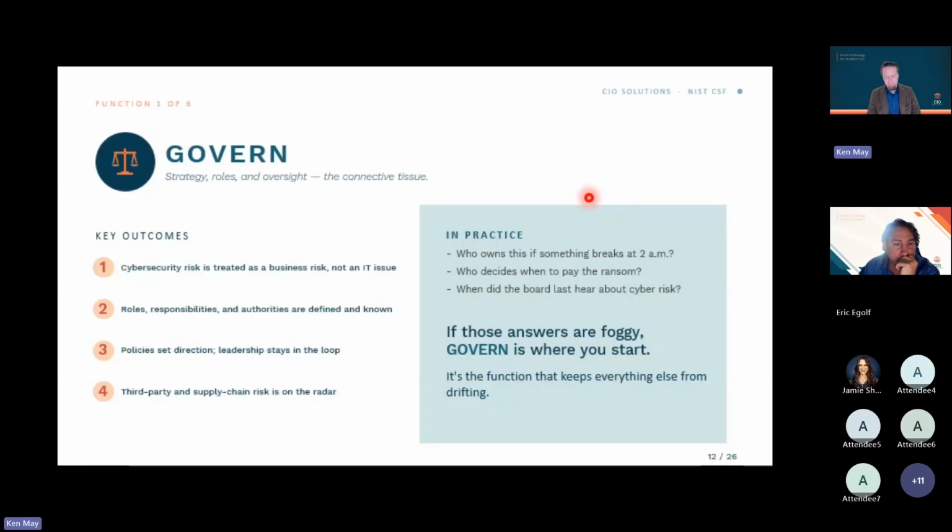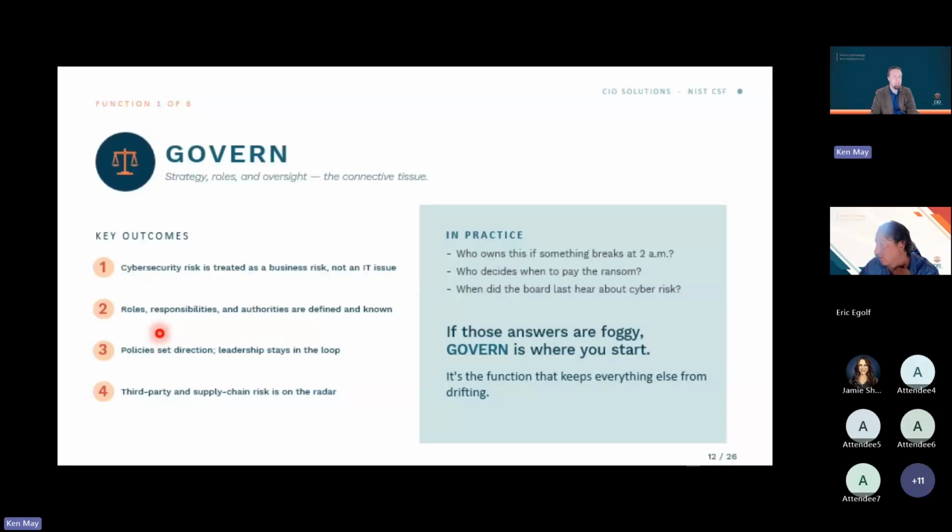So going into each of the individual sections functions here, govern is the strategy, it's the roles, it's the oversight, so it binds all the different pieces together. The main outcome from this domain is we want to make sure that cybersecurity risk is identified as an actual business risk itself, not just an IT issue. It's not just an alert that comes in that IT has to deal with. It could potentially have much deeper implications for the company.